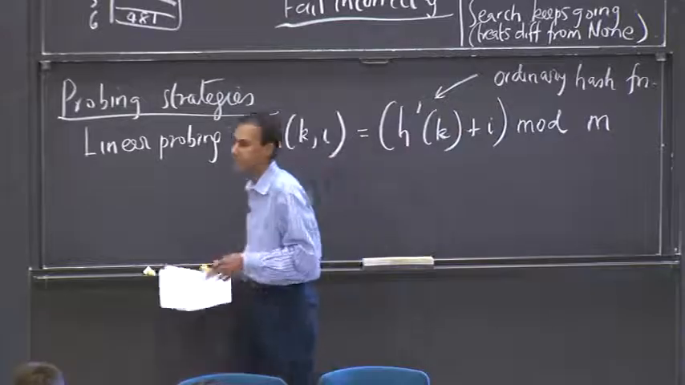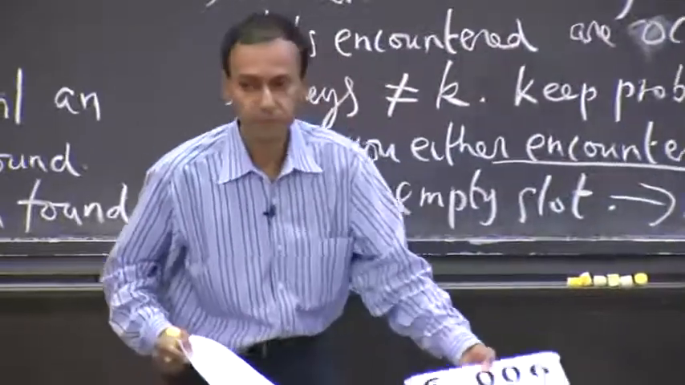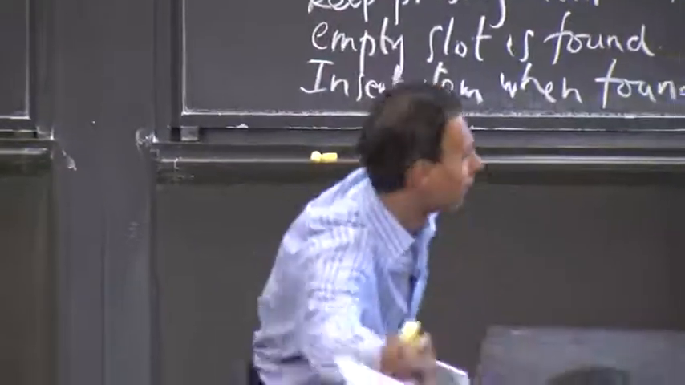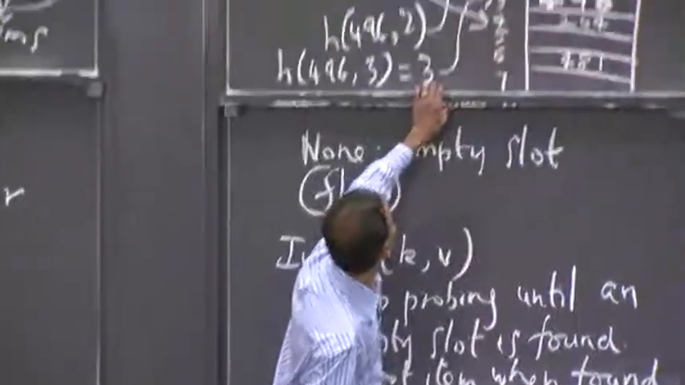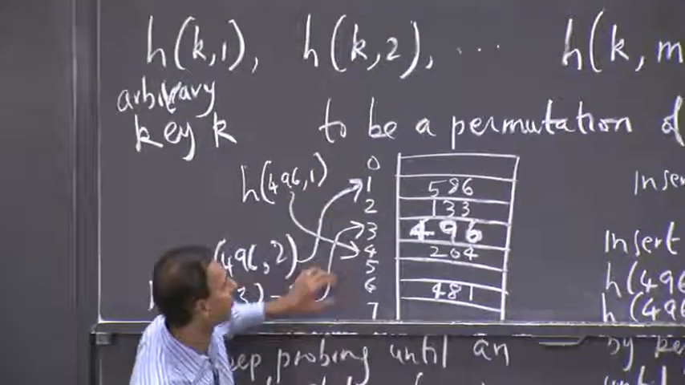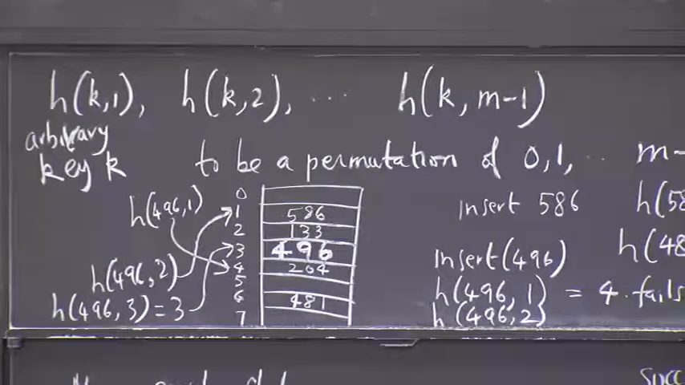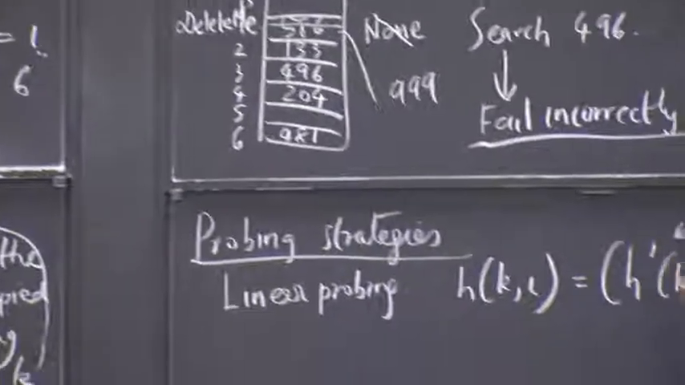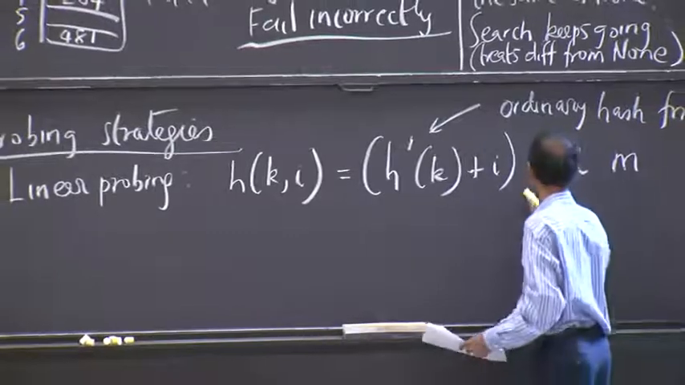What happens here? Does this satisfy the permutation argument? Before I forget. Does it satisfy the permutation property? That I want h(k,0), h(k,1), through h(k,m-1) to be a permutation? That makes sense? Yep, yep. Because when I start adding, the mod is precisely kind of this round robin cycle, so it's going to satisfy the permutation. That's good.